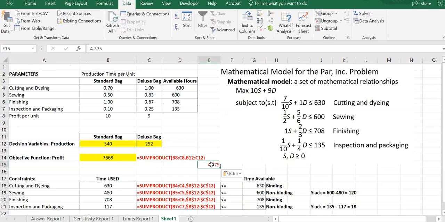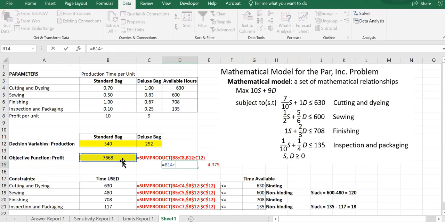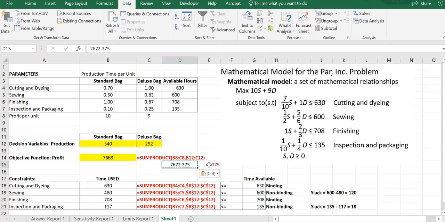So let me just copy it here. We expect our new objective function, if I change this from 630 to 631, to be this much. Let me just record this number. This is the original optimal value of the objective function plus the expected increase, if I increase this from 630 to 631.